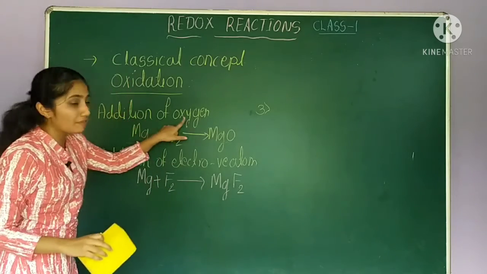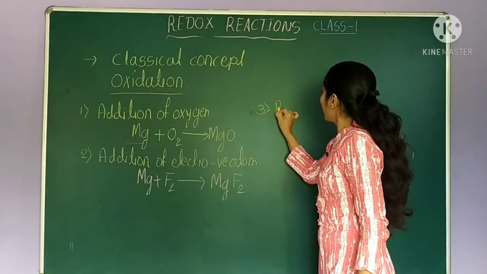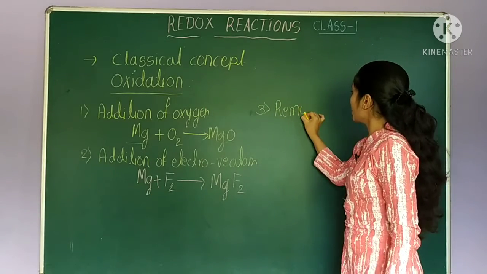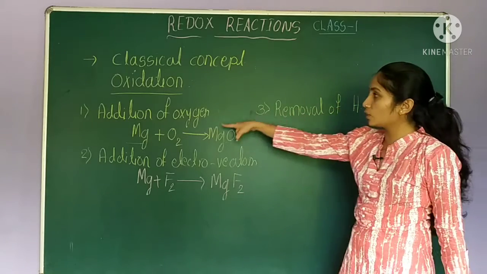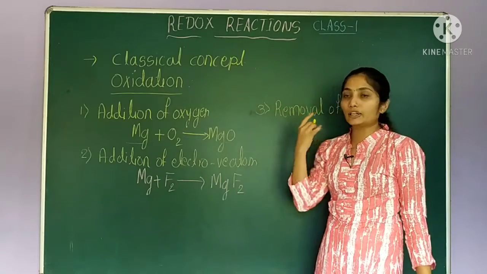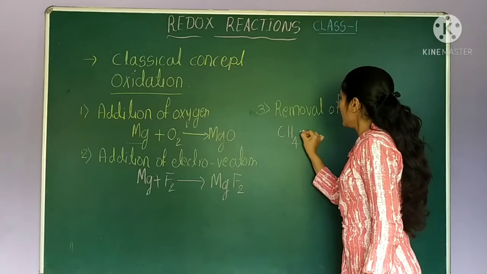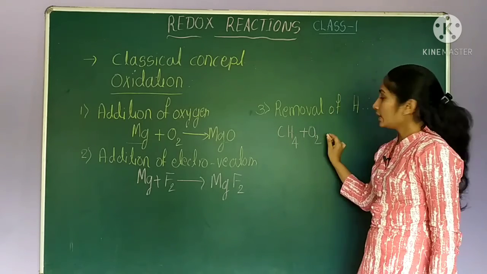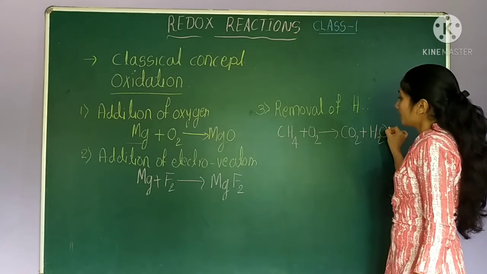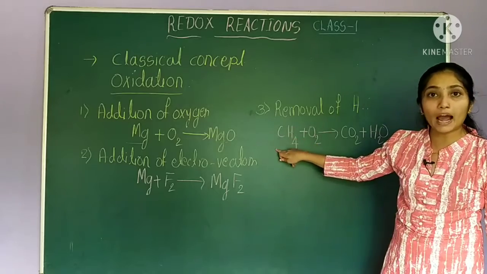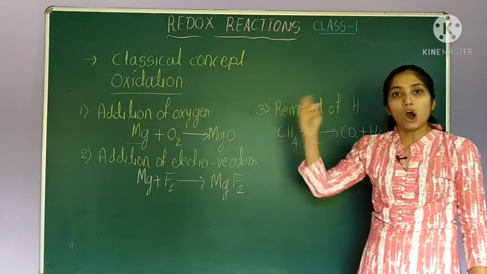So here is addition of oxygen, and here is removal of hydrogen. Removal of hydrogen is also oxidation. Let me take the example of methane, CH4. Methane reacts with O2 and forms CO2 plus H2O. Here we are removing hydrogen from carbon. That is removal of hydrogen, and removal of hydrogen is also oxidation.